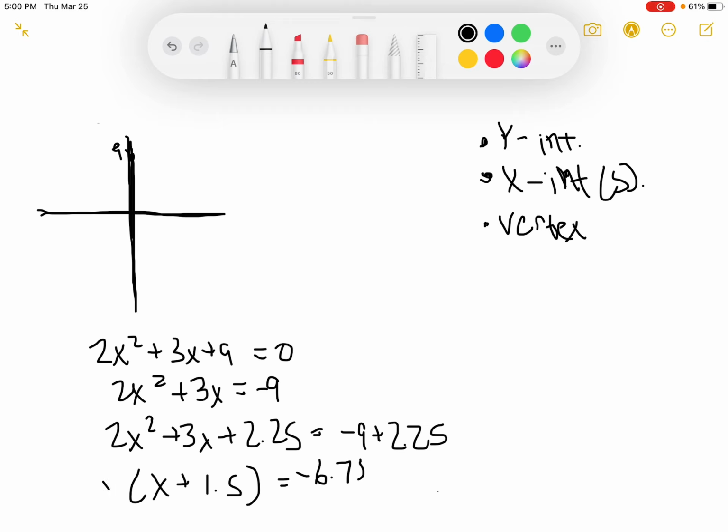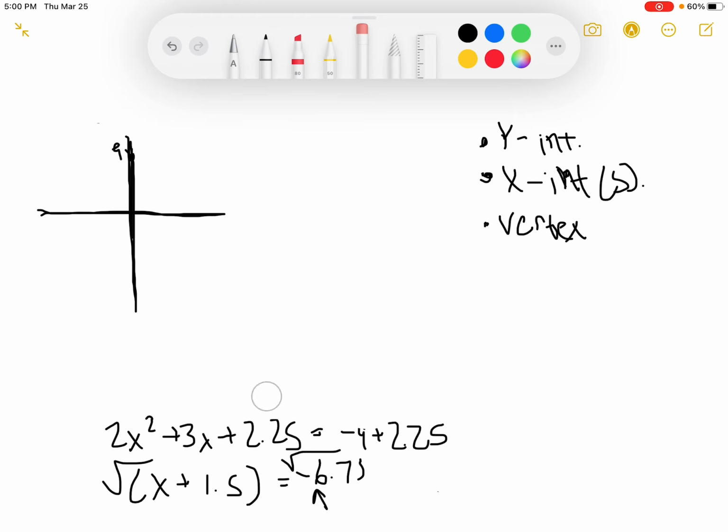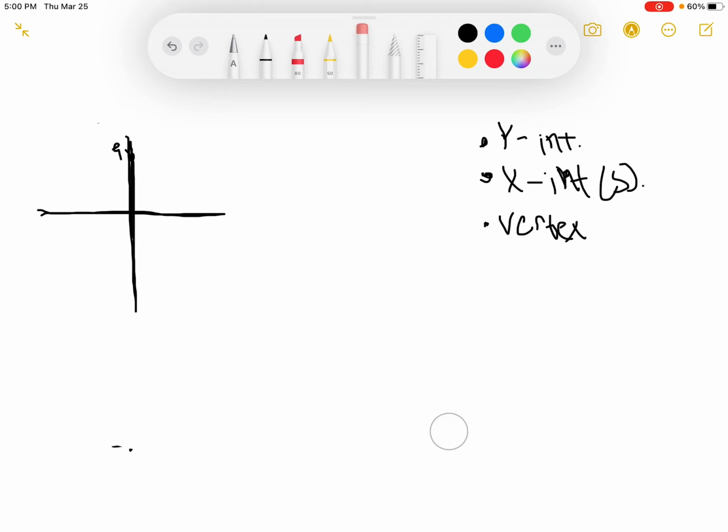And then you take the square root of both. And you have to stop here because we're doing a square root of a negative number, meaning there's no solutions. So no x-intercepts for this one. So that's all we know. No x-intercepts. And if the y-intercept is above the x-axis, then we at least know that it's going to look something like this. But it's not going to touch this line because that was negative.